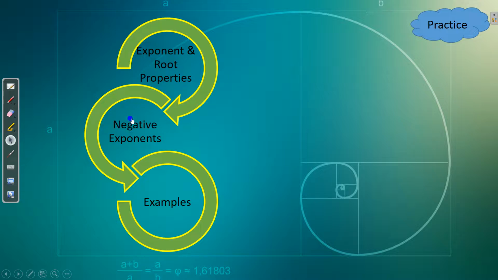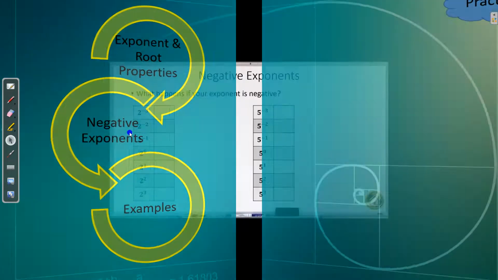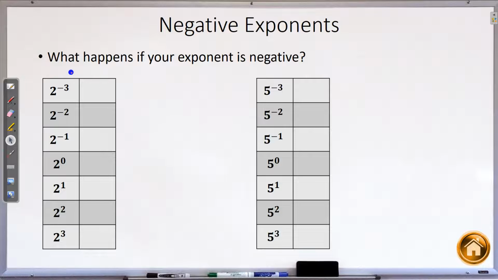Alright, so now negative exponents. So we've done some of those root and exponent properties. They have an important implication for negative exponents. So we actually don't know what happens here. What happens if your exponent is negative? Like right here, we have 2 to the -3 power. We haven't done that. We've only done positive exponents up here. So we've got to figure out what those do.